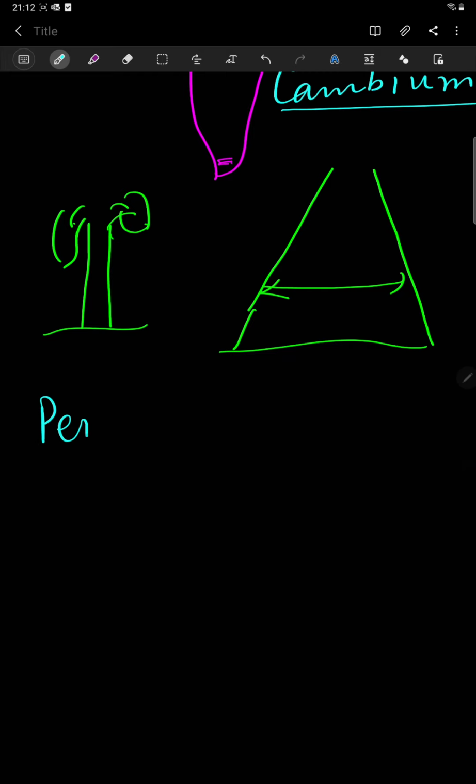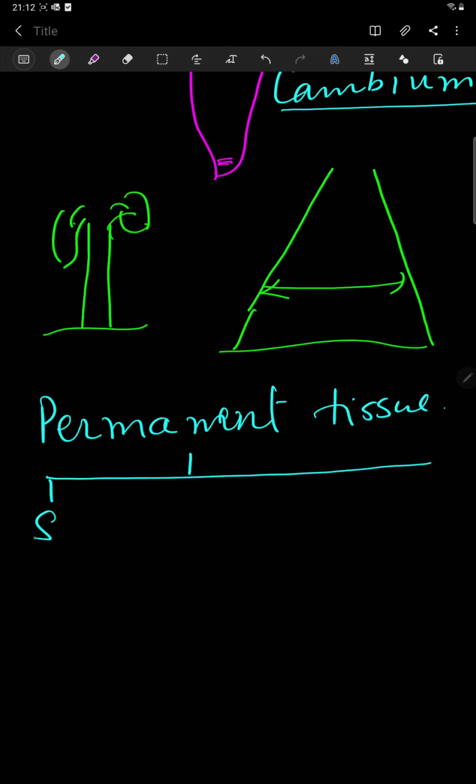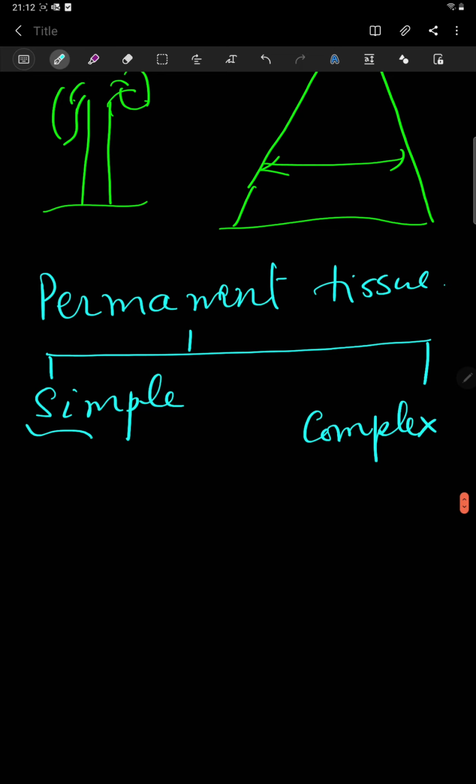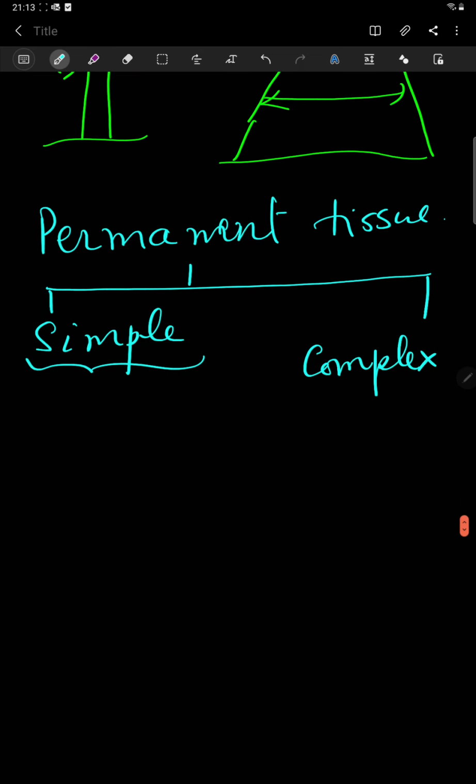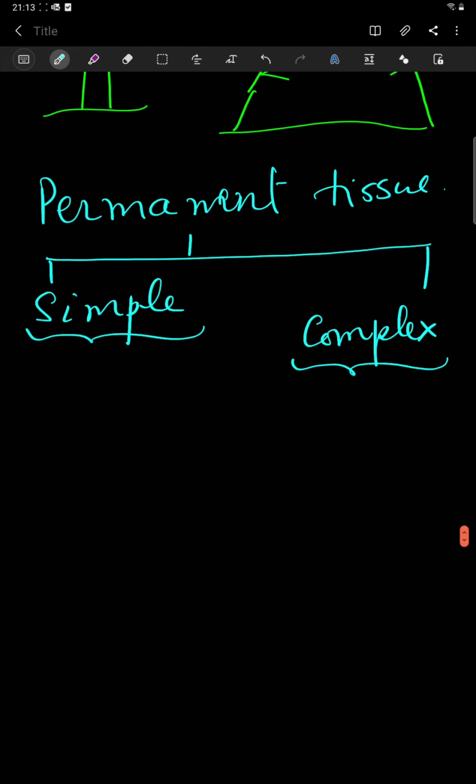Permanent tissue of plant. This permanent tissue further divides into two parts. Number one, simple tissue, and the second one is to be termed as complex tissue. As the name indicates, simple tissue means aggregation of one kind of cells only, and the term complex indicates aggregation of different kinds of cells, but they will perform only one function. The simple tissue is of so many types.